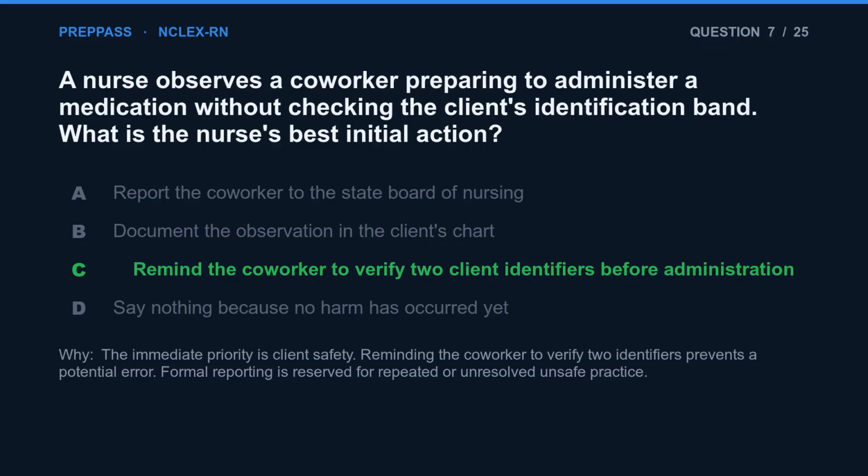The correct answer is C. The immediate priority is client safety. Reminding the coworker to verify 2 identifiers prevents a potential error. Formal reporting is reserved for repeated or unresolved unsafe practice.